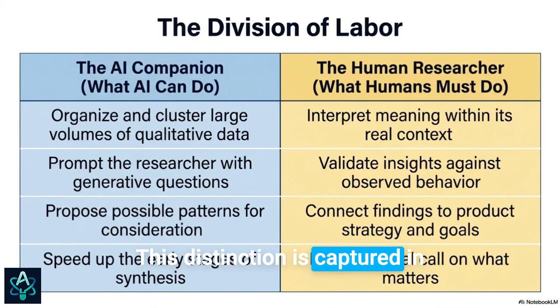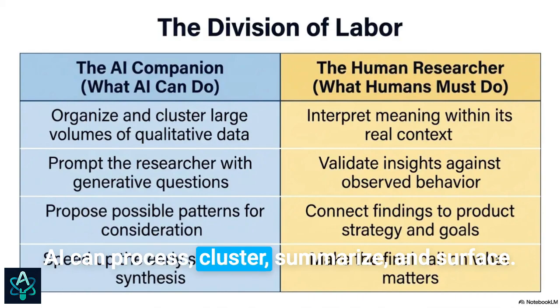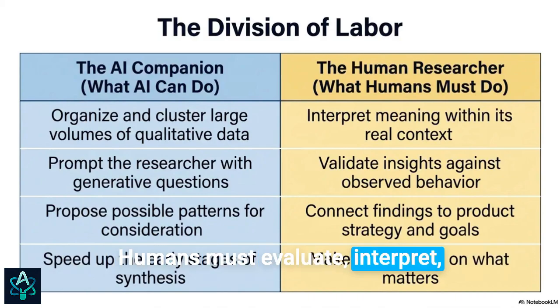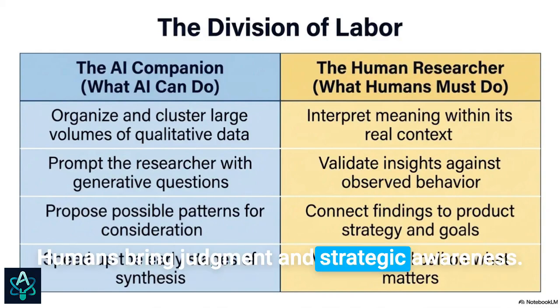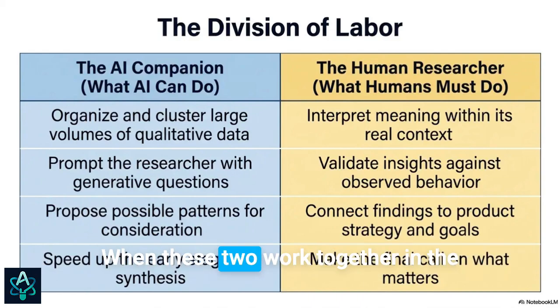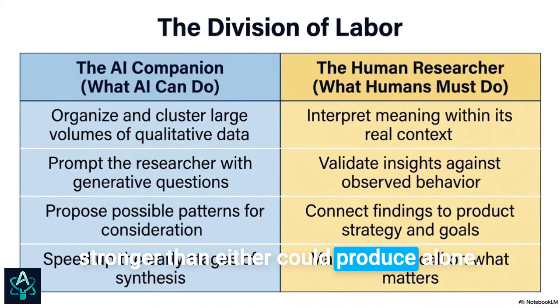This distinction is captured in what we call the division of labor. AI can process, cluster, summarize, and surface. Humans must evaluate, interpret, contextualize, and validate. AI brings speed and scale. Humans bring judgment and strategic awareness. When these two work together in the right way, the output is dramatically stronger than either could produce alone.